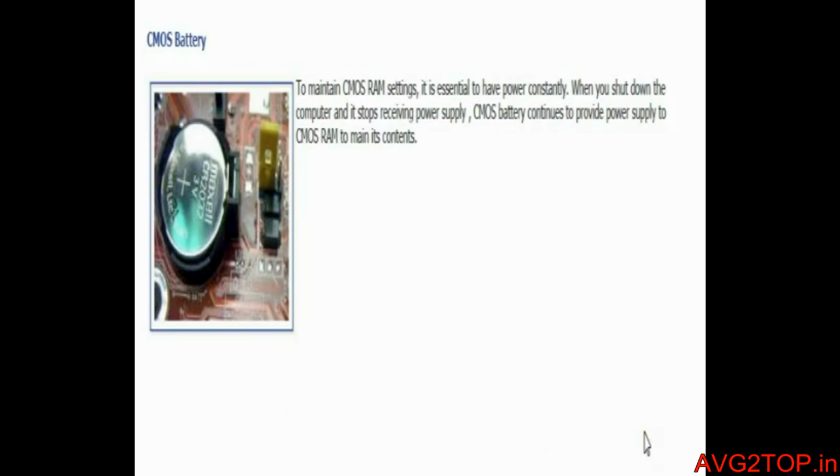CMOS battery. To maintain the CMOS RAM settings, even if there is no power supply in your computer, it automatically updates using this CMOS battery. This is the one that stores the date, time, the hardware configuration and memory, as we saw a few minutes before. So all this information is kept running in the background using the CMOS battery. It continues the power supply, a minimal power supply, to make these updates automatically.